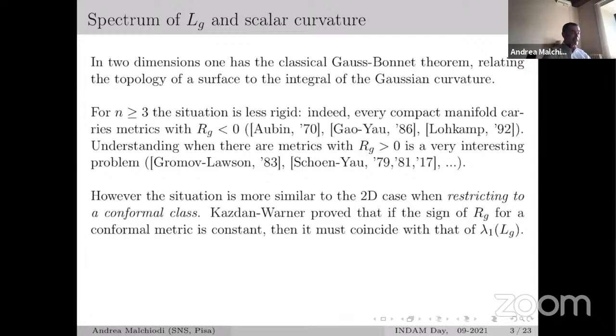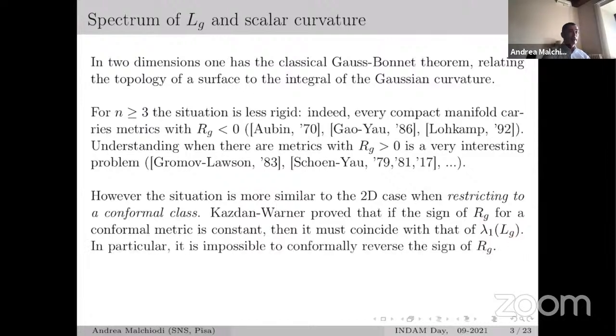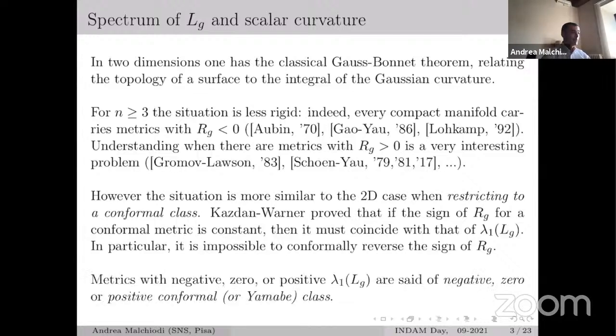In fact, Kazdan and Warner proved that if the sign of the scalar curvature is constant, then it must coincide with the sign of the first eigenvalue of the conformal Laplacian. So in particular, it is impossible to reverse the sign of the scalar curvature with a conformal change of the metric. So within a conformal class of the metric, the situation is probably more similar to the 2-dimensional case.